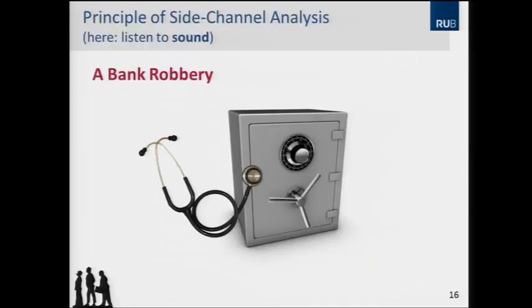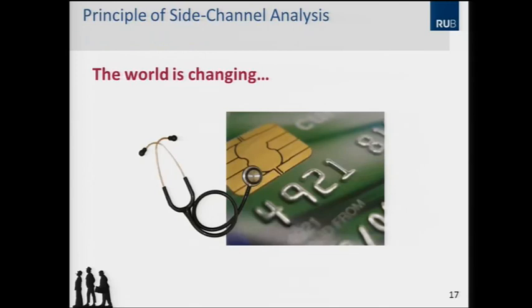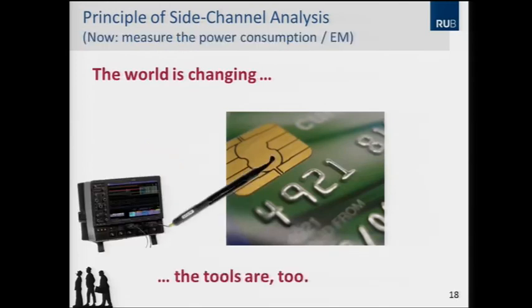So this I already explained a bit. Side channel attacks work like in a bank robbery, where you have the side channel of sound. Nowadays you use the side channel of EM emanation or power consumption, and of course you don't use a stethoscope, but an oscilloscope to attack a cryptographic circuit, for instance. And this is, for instance, an electromagnetic probe to record the EM emanations.